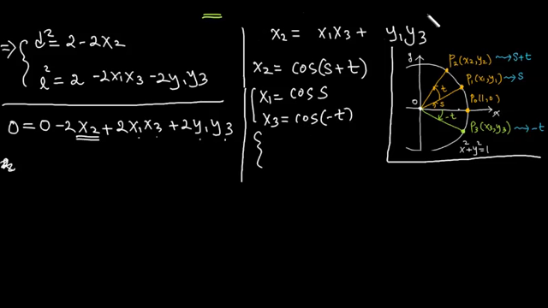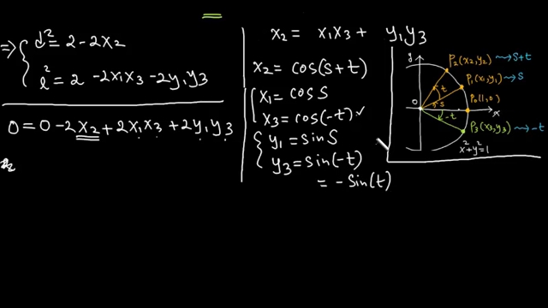Next, the terms y1 and y3. y1 is the first point, angle s, so that's sine s. And the third point is angle negative t, so y3 is the sine of negative t. Now here we can use the even and odd properties: this part here is the same as cosine t, and that part is negative sine t, because sine is an odd function.